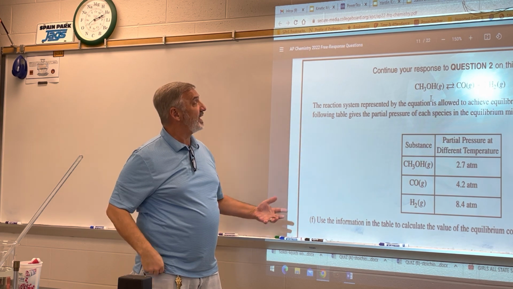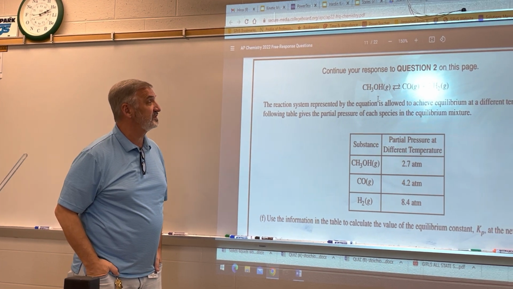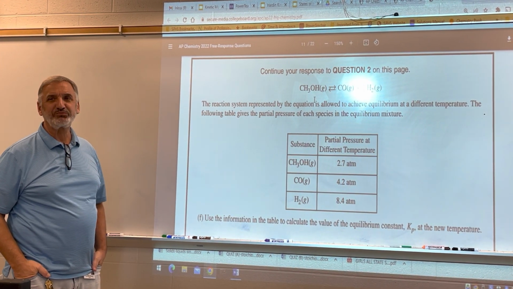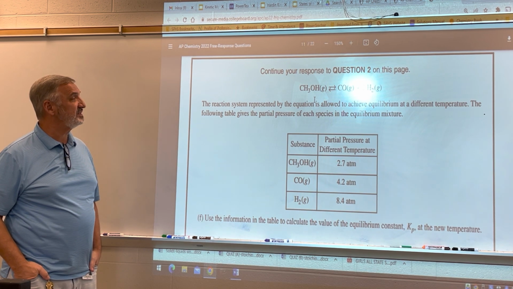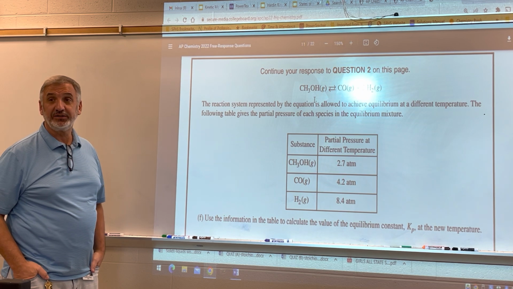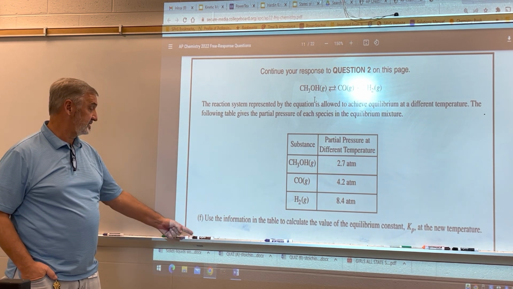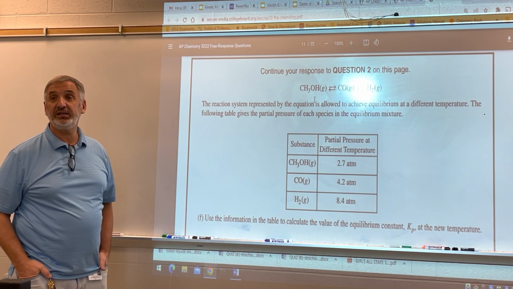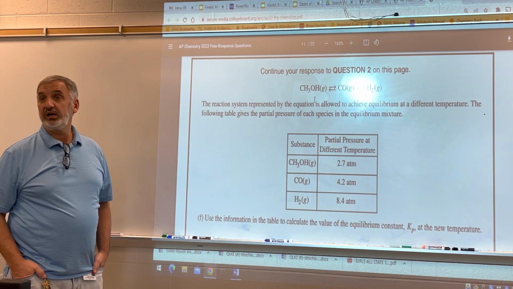It says the reaction represented by the equation is allowed to achieve equilibrium at a different temperature. The following table gives the partial pressures of each species in the equilibrium mixture. So how would we do this? It says use the information to calculate the value of the equilibrium constant Kp at the new temperature. How would we do that?